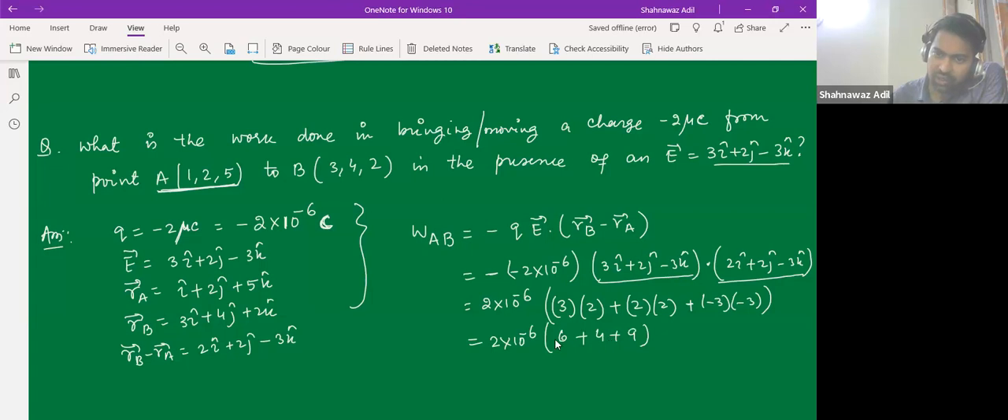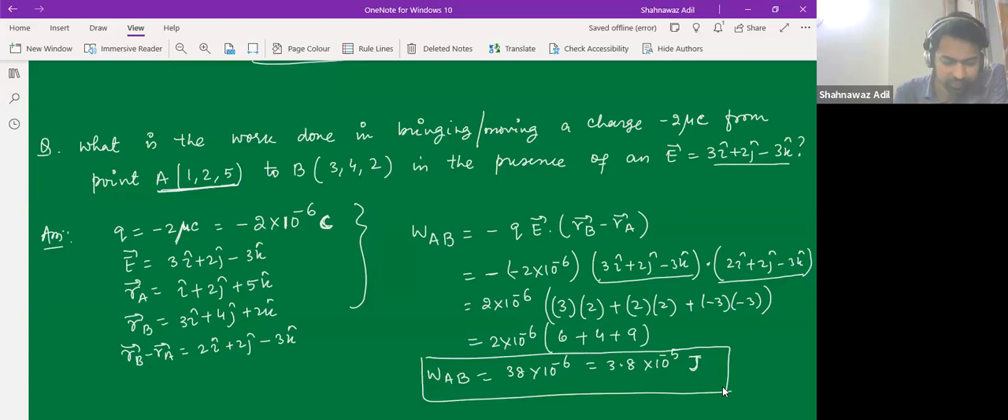Okay, so 6 plus 4 minus 9... 19 into 2, 38, into 10 to the power minus 6, which is 3.8 into 10 to the power minus 5 joules, because everything we are writing in SI. So this would be the work done. Is it clear? This is the work done in the presence of a uniform electric field. Please note it down, and then we will do other questions.